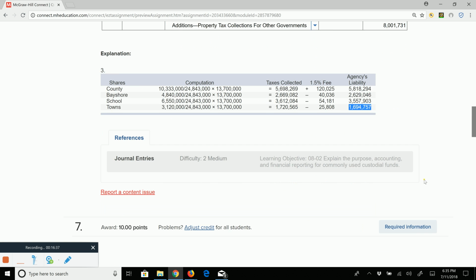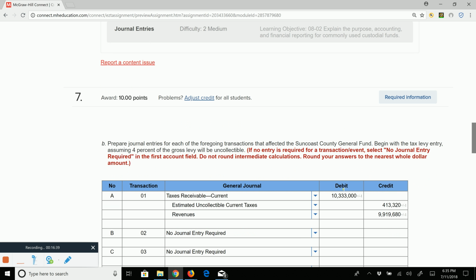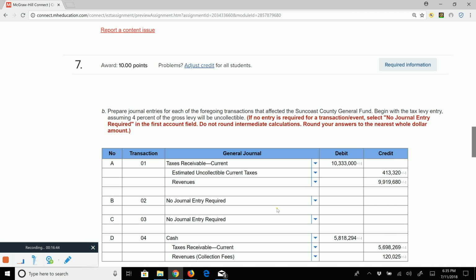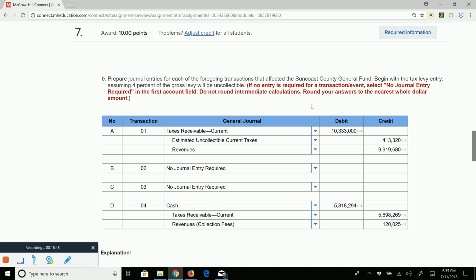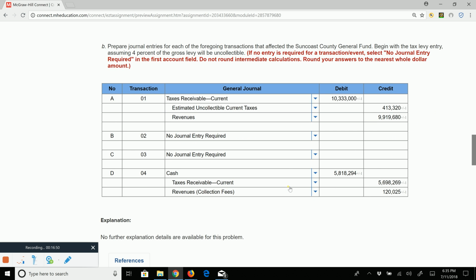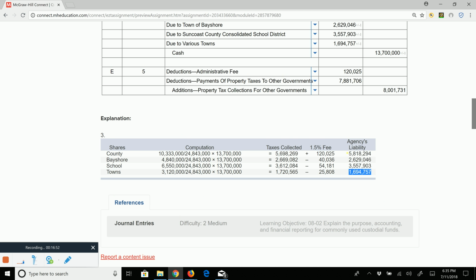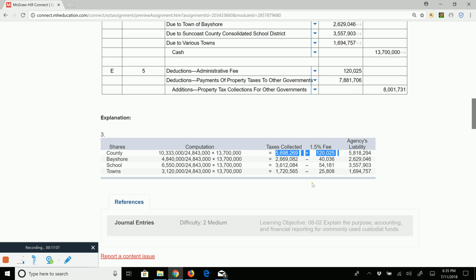So we'll debit the liabilities and we will credit cash. So let's take a look at what happens in the other funds. For the county general fund, when they receive their money, let's come back up here. How much is the county getting? $5,818,294, but it's broken up into two pieces. A tax piece of $5,698,000 and a collection fee of $120,000.